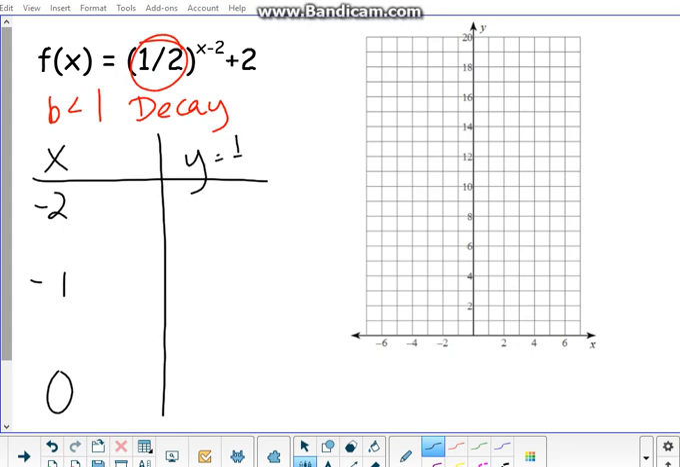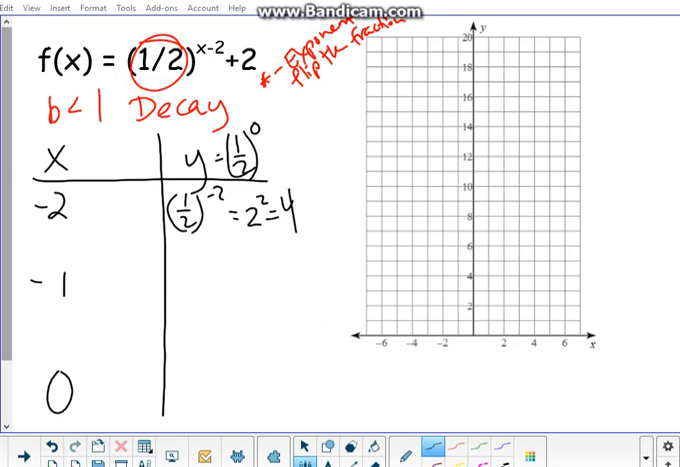So if my parent function looks like this, y equals 1/2 to the x, well, that means I have 1/2 to the -2. What does a negative exponent do? Remember that the negative exponent tells us to flip the fraction. Okay, so 1/2 becomes 2 over 1, and then it's not a negative exponent anymore, 2 to the second power, and then that becomes a number that's really easy for me to work with.